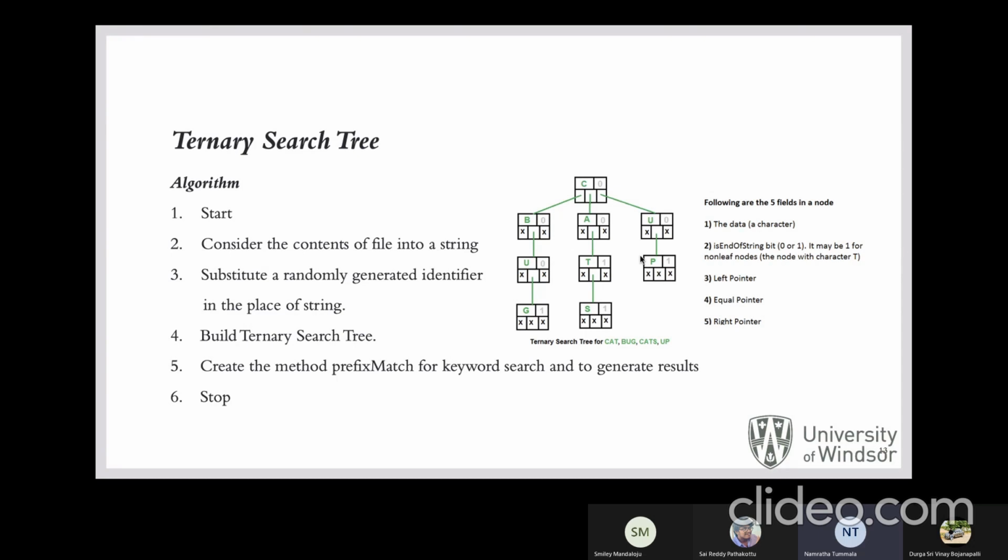Generally you start the code by writing a module, and the initial step is to convert the contents of the file to a string. Then you substitute an identifier in the place of the string, and the ternary search tree operations will work. And if the keyword is matched with any of the words in the file, then it will show you the output.